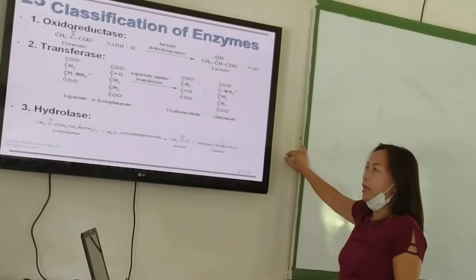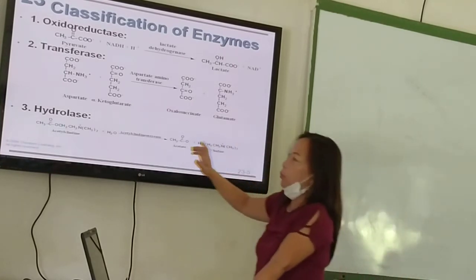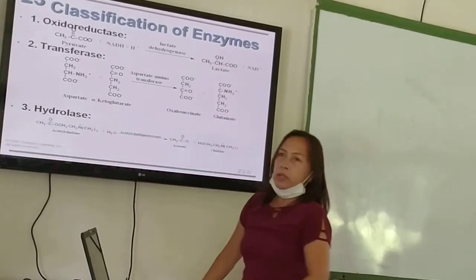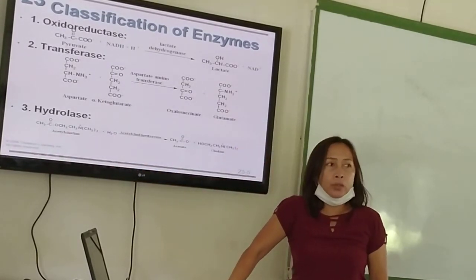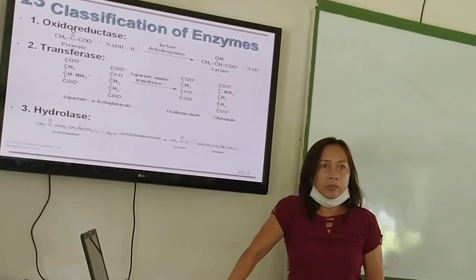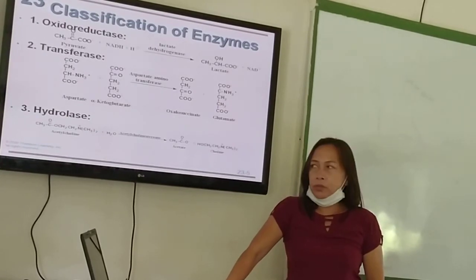Now another, we have hydrolase. Hydrolase, for example, we have acetylcholine. Acetylcholine is one of the neurotransmitters.